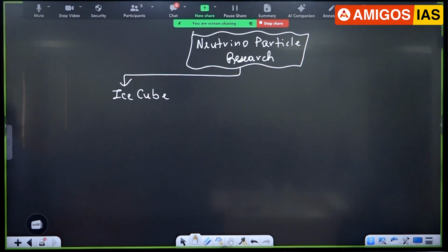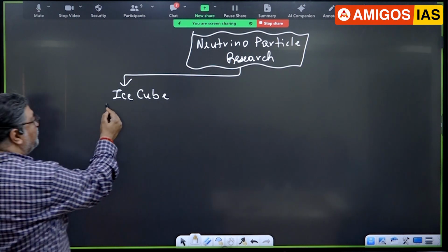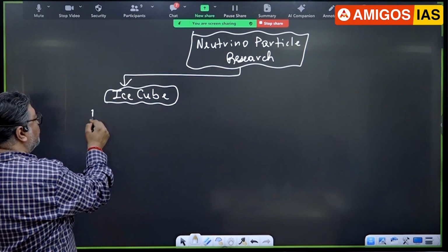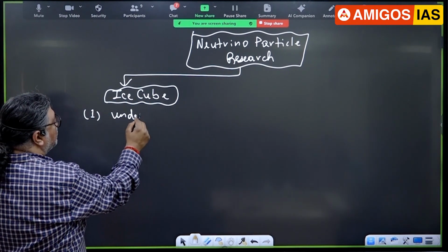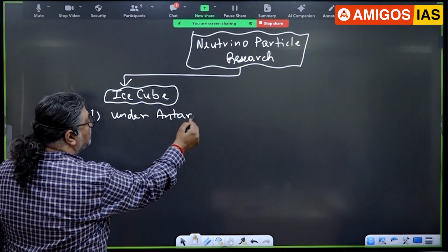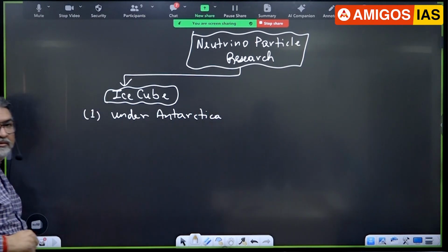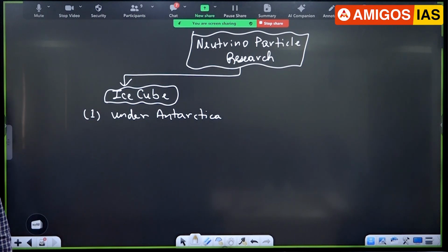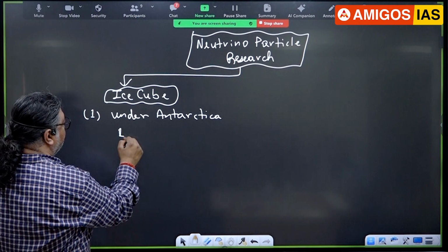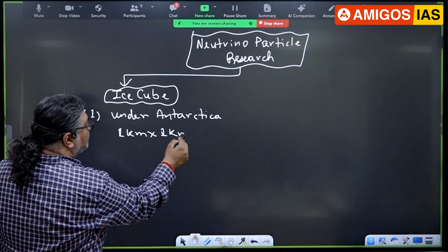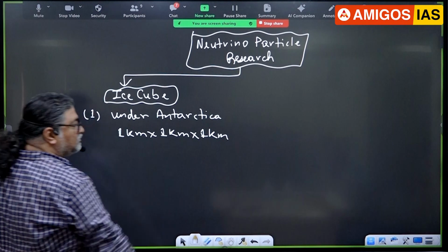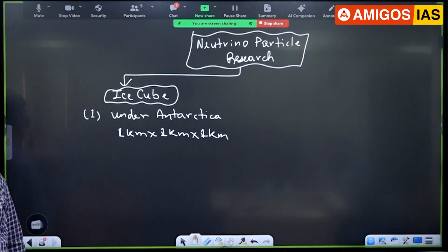That is all right, solid form water, yes, you are correct. But what is this IceCube here? Let me give it here. Antarctica. You know Antarctica, the South Pole. Under Antarctica, one kilometer by one kilometer. Length, width, depth, not on the surface but under the surface.